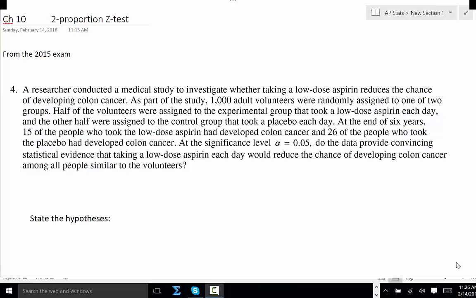Hello. In this example we're going to look at the two proportion z-test, testing to see whether there is a significant statistical difference between two observed proportions. This is taken from last year's exam, 2015, question 4.